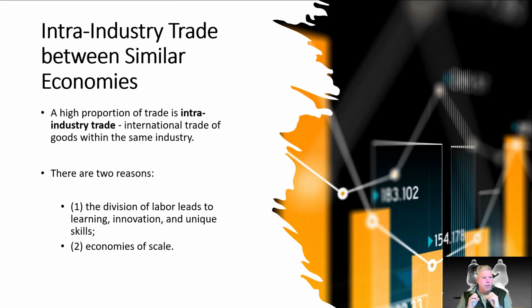Well, again, a high proportion of that is intra-industry. So it's international trade of goods within the same industry, like automotive parts or electronics. And there are two reasons for that. The first one is the division of labor leads to learning, innovation, and unique skills within that narrow segment of production. So, for instance, Toyota produces vehicles in Austin, Texas. They also produce vehicles in Mexico. They produce vehicles in China.